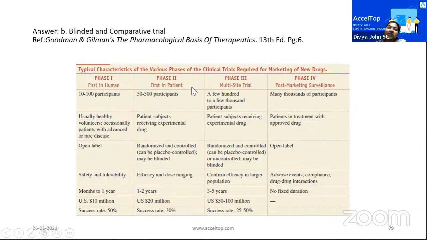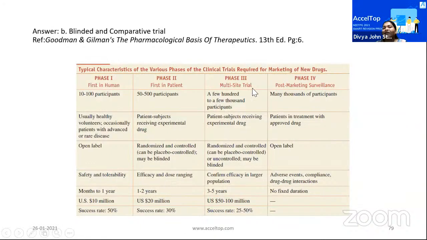Phase 2 is first in patient trial. So, okay, it is of the phase 1. So, 500 participants. The patients are usually subjects who receive the experimental drug. Okay, so they are testing first time in the patients and they receive the experimental drug in a randomized and controlled fashion. It could be a placebo controlled as well, and blinding may or may not be there depending. Okay, and efficacy and dose ranging is the primary agenda of your phase 2 trials.